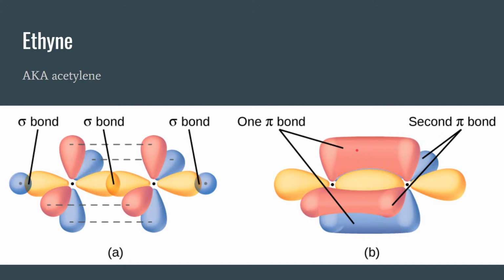Not only that, this is also showing us that those bonds exist above and below at the same time, in front and in back at the same time. So this is above and below. This one is in front and behind, although it's mostly hidden.